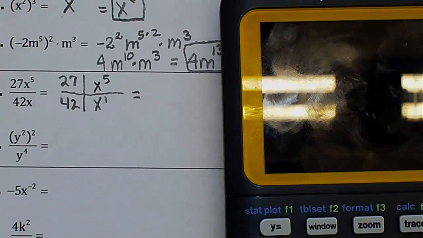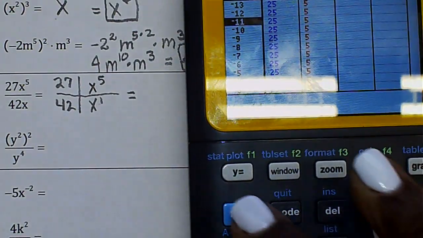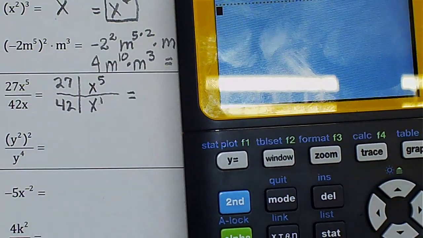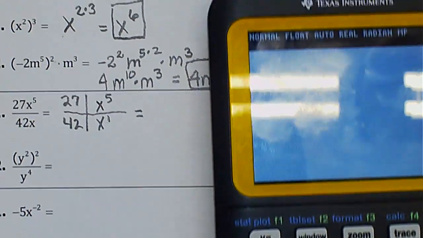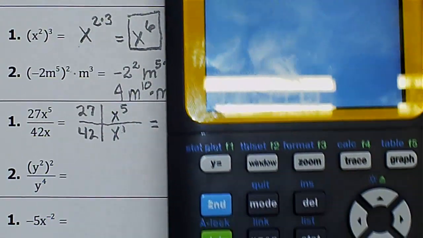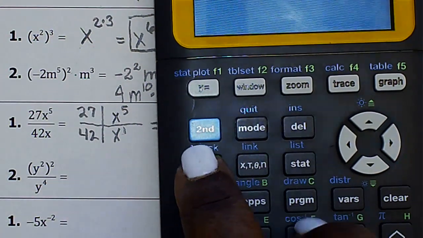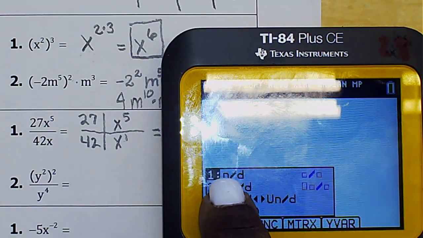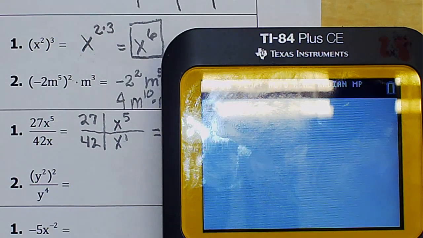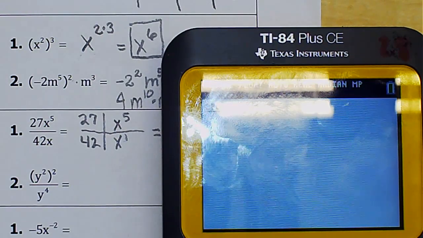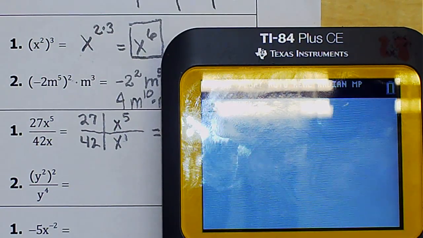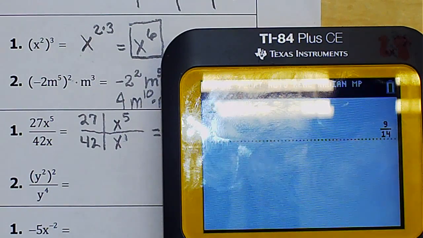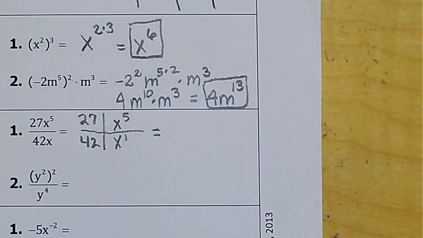So the 27 over 42 is second, quit. Make sure your calculator is set up. And we're going to press alpha y equals. Alpha y equals brings up a menu that allows you to choose 1 for a fraction. We're going to put 27, and at the bottom, we're going to put 42 and press enter. That comes out to be 9 over 14.